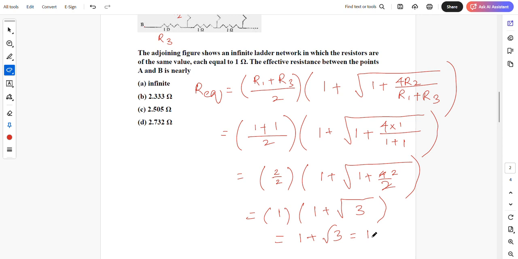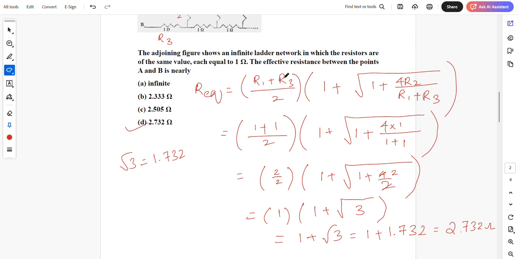Okay, 1 plus how much is root of 3? We know root of 3 is 1.732, that I think you all remember. Therefore 1 plus 1.732 is equal to 2.732 ohm, which is the right answer.